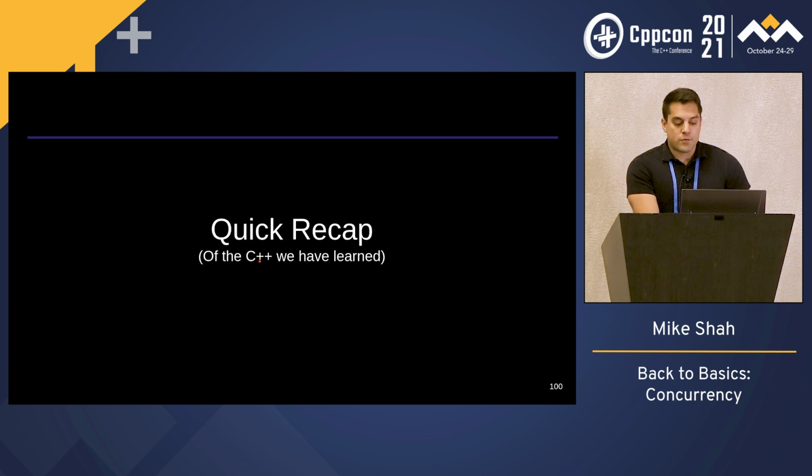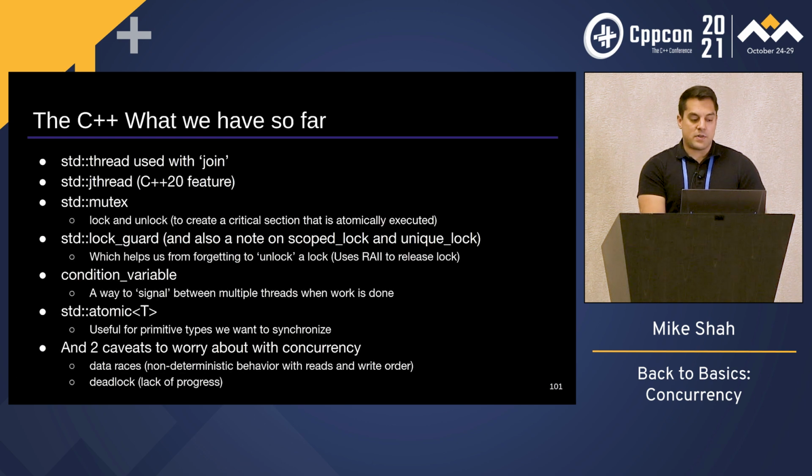Okay, so a quick recap of the C++ that we've learned here. A lot in a little bit of time, but we've learned about threads, jthread, mutex, lock guards, condition variables, atomics, and two things to worry about in our programming. So data races, that's why we're going through the trouble of using some of these locks, and then deadlocks, which is lack of any progress in programming.